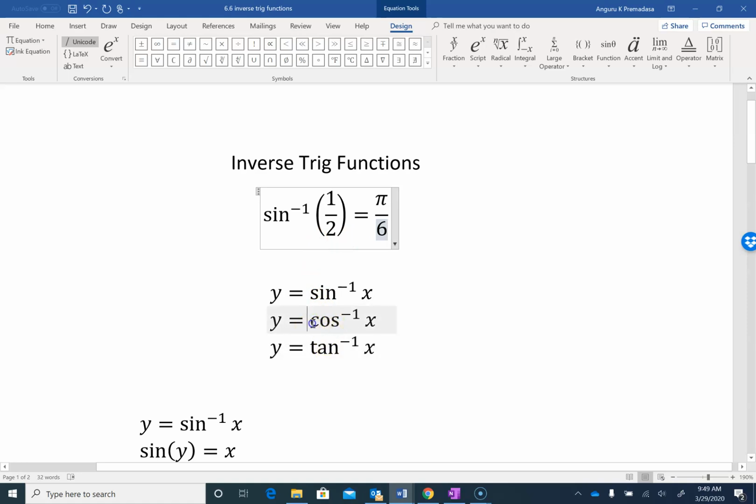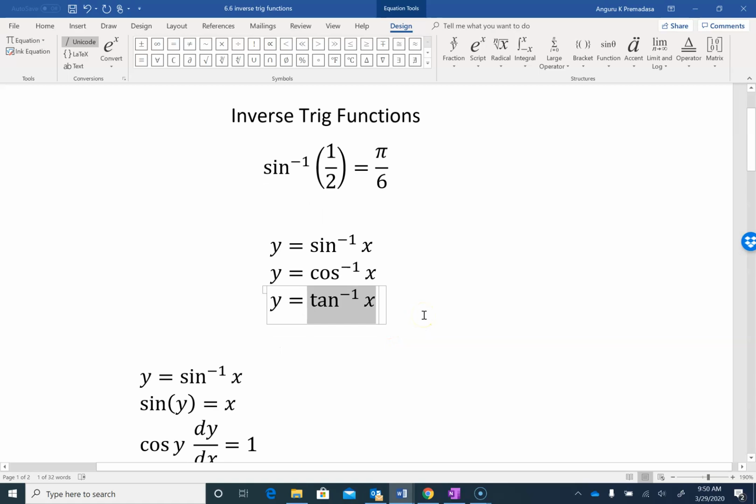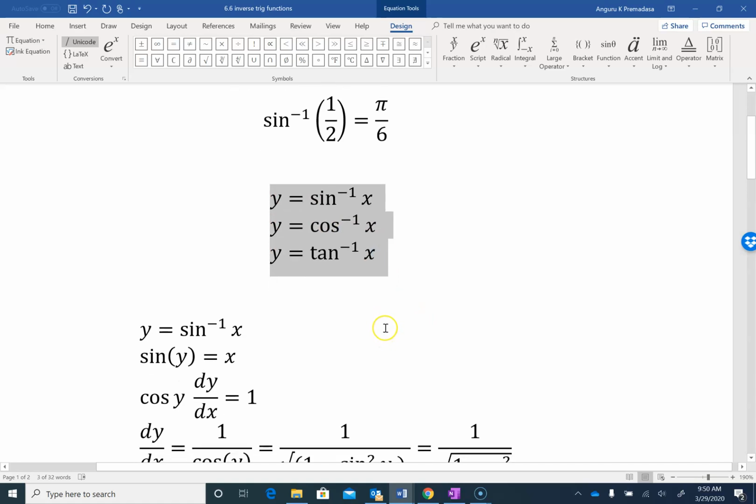So the same deal goes for cosine and tangent. Except for cosine, you select the angle between 0 and pi, right? And in tangent inverse, you select the angle between negative pi over 2 and positive pi over 2. So I would request you to revise your trigonometry if you have concerns about the definition. But what we are going to do is calculus on these functions.